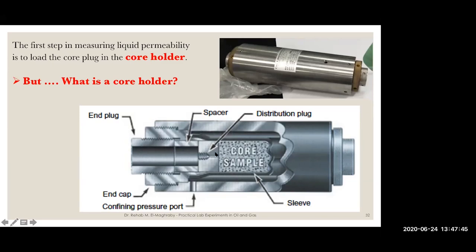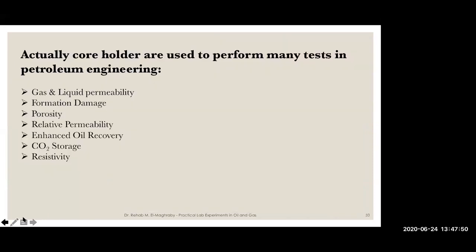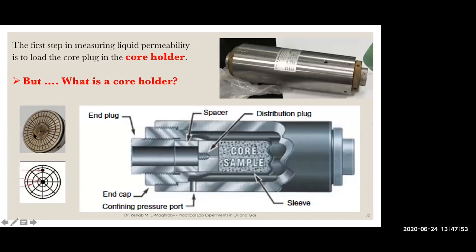The distribution plug has a shape like this. The shape is not exactly like this photo, but it's the only photo that I can get for a distribution plug. It contains a port, a hole where you can inject the fluid into the core. This can be one hole, two holes, or three holes, up to three, it cannot be more than three. So you can inject the fluid that you want.